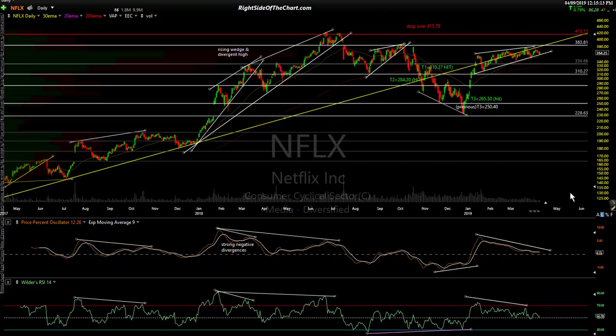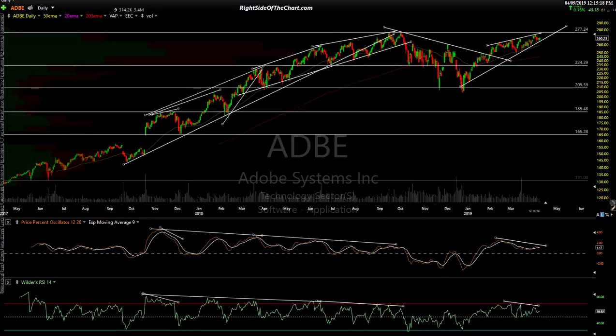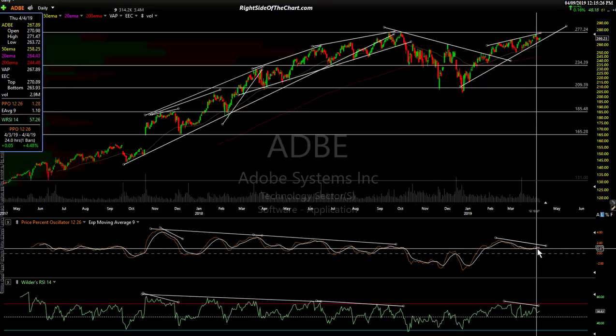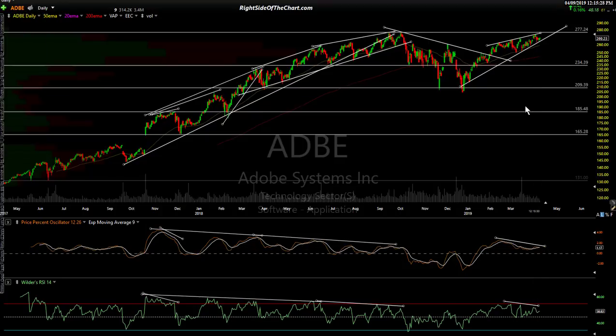But I just wanted to talk on that one because I am looking for the next trading op in it. Adobe, ADBE. Clean little bearish rising wedge pattern, confirmed with divergence. PPO starting to roll over right here. You can see it's poised to make a bearish crossover.